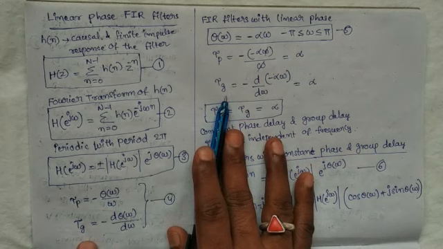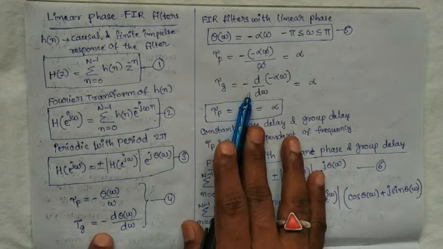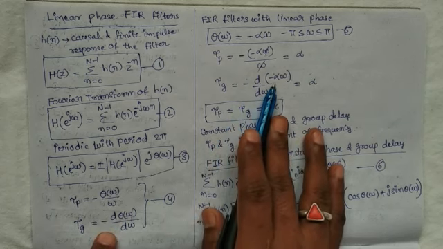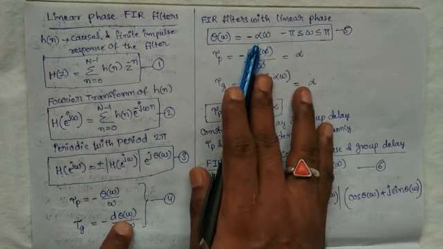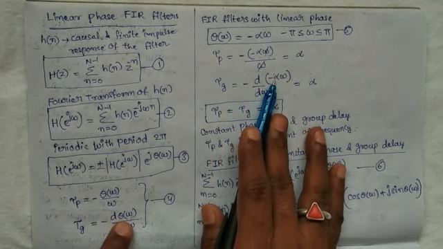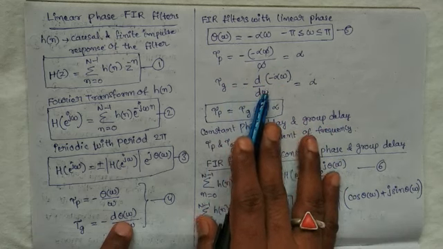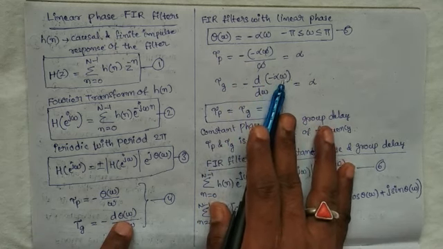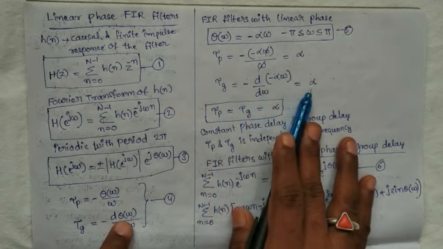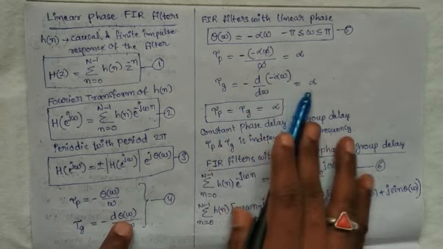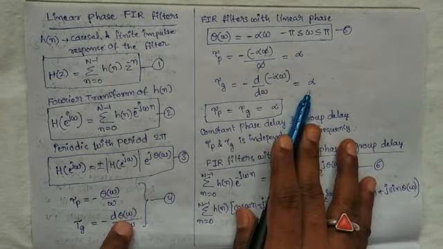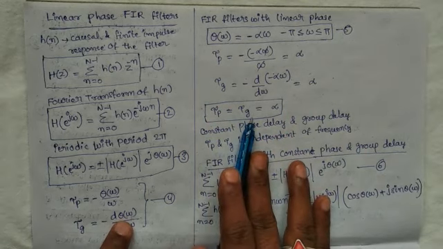Now we calculate the group delay, using the formula minus d by d omega of theta of omega. Theta of omega is minus alpha omega, and minus into minus gives plus. Alpha is a constant term, so I take it out. The differentiation of omega with respect to omega is 1, so tau g is equal to alpha. Here the phase delay and group delay are the same: tau p is equal to tau g.